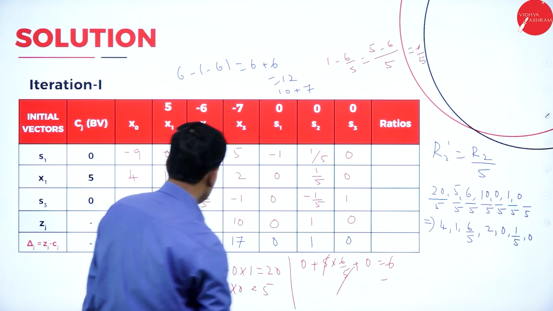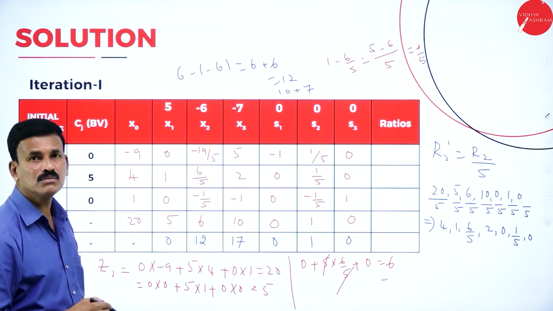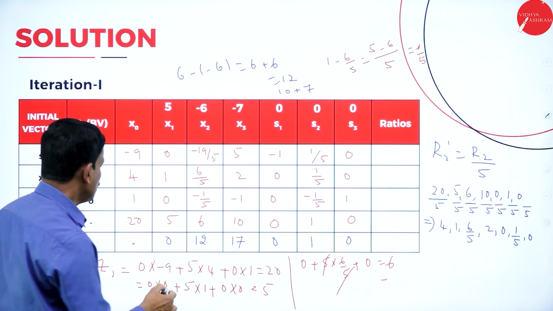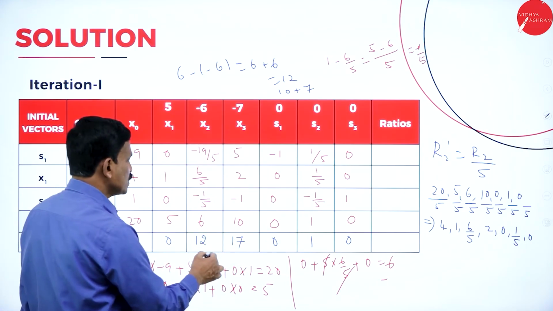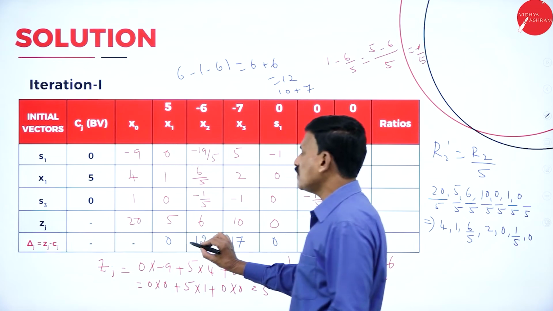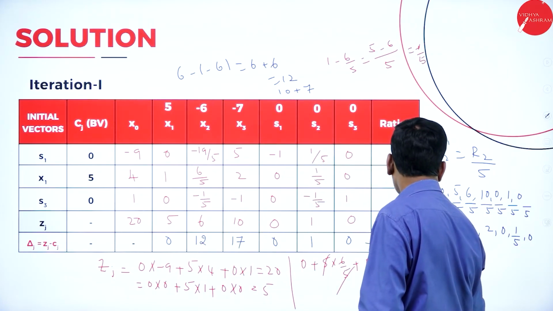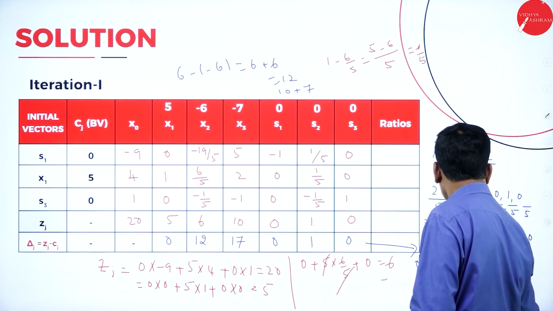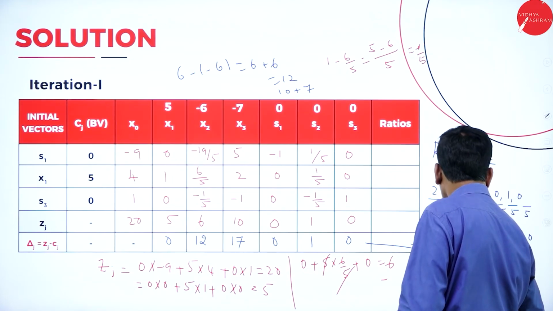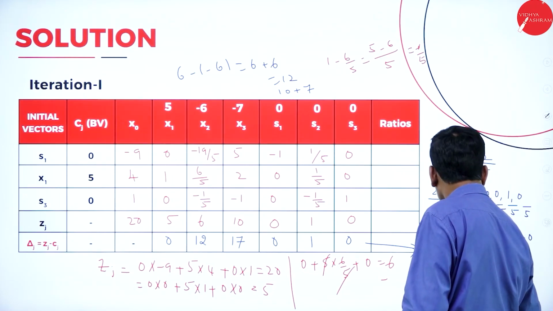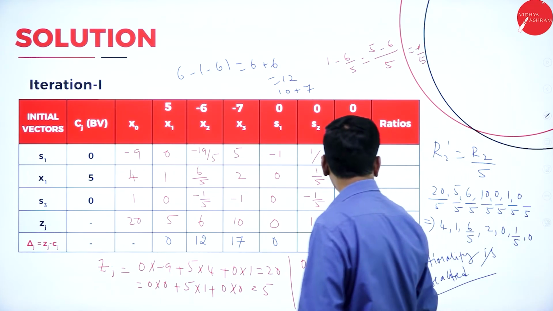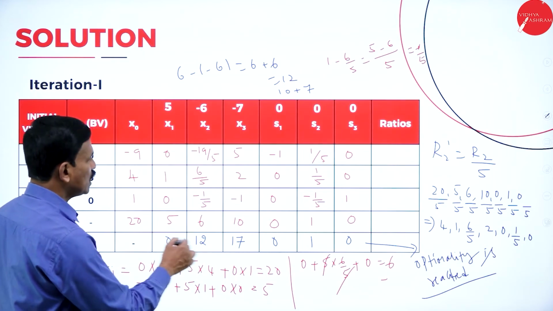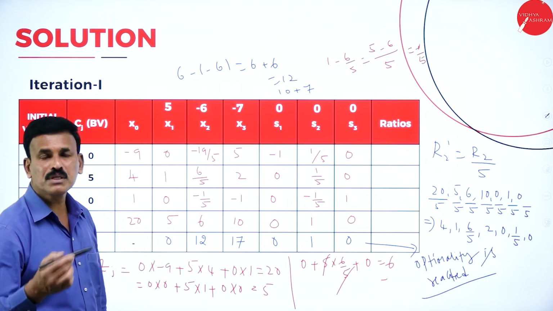Again 0 minus 0. See here, in delta j column, all the values are greater than or equal to 0. So this is positive. All the values are positive. Since all the values of delta j are positive, hence the optimality is reached. So here the optimality is reached. Since all the values in delta j row are positive, hence the optimality is reached.